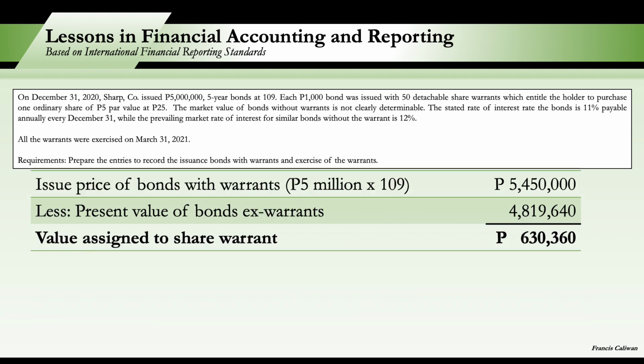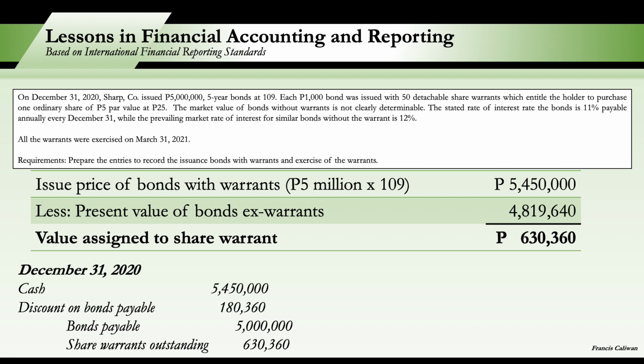So let's prepare the entries. So the first entry will be our entry on December 31 for the issuance. Debit cash of 5,450,000. That is our issue price. And debit our discount of 180,360. Again, that is the difference between the face value and the present value of the bonds without the warrants. And then credit to bonds payable of face value 5 million, and the balance of issue price, which is 630,360, is credited to the share warrants outstanding account.